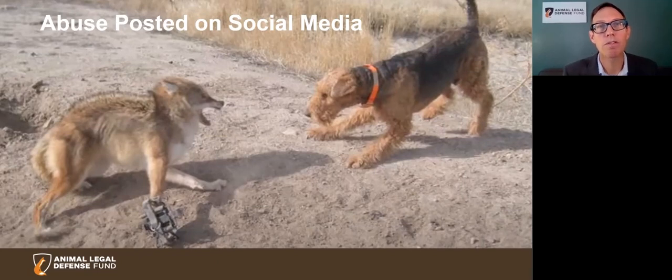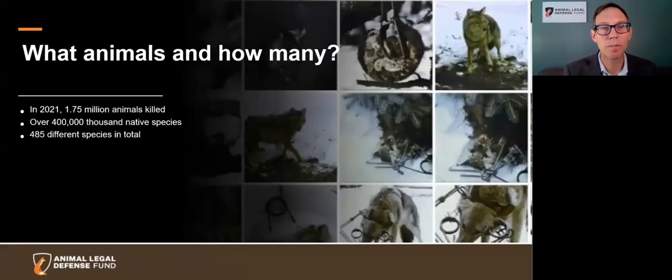So what animals are involved and how many? Well, our most recent records come from 2021, last year, where wildlife services killed more than 1.75 million animals, including hundreds of thousands of native species: wolves, coyotes, foxes, prairie dogs, mountain lions, bobcats, bears, beavers, and birds. Overall, last year, wildlife services killed 485 different species of animals in various numbers.